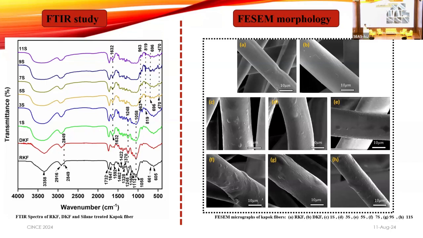From the FESEM, in figure A you can see the raw fiber, and after silane treatment, you can see that the silanes have modified the fiber structure. So this will help in better mechanical interlocking between the fibers. This silane not only modified the fiber chemically, it also modified it physically.